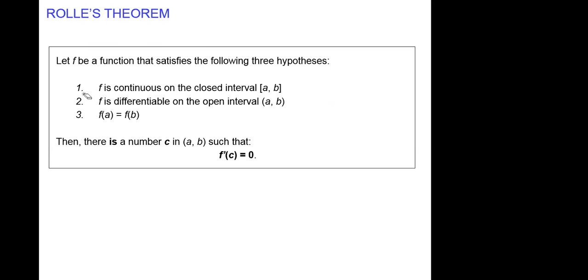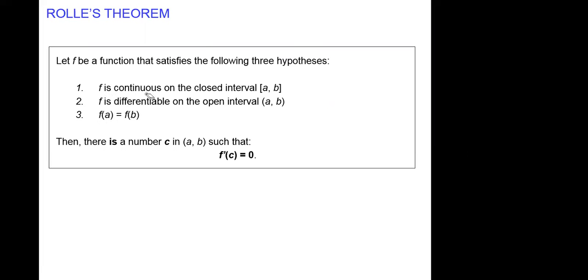Hypothesis number 2: the function must be differentiable on the open interval, since the derivative is not defined at the endpoints. Differentiable means a nice, smooth curve, no sharp corners, no vertical tangents, and of course no discontinuity, but that was point 1. And then the values at the endpoints, f of a and f of b, have to be the same. Now it's the theorem.